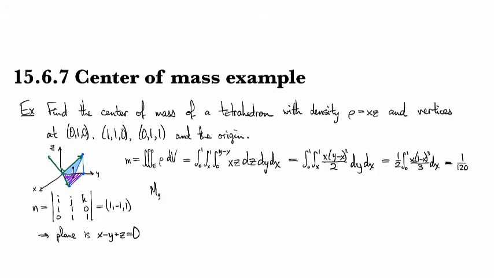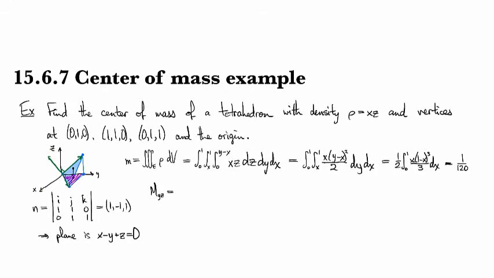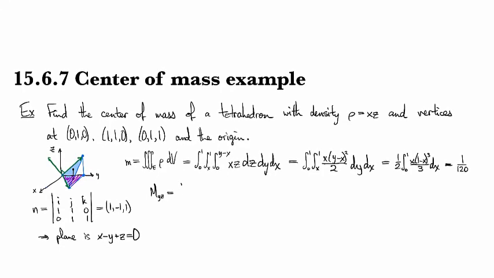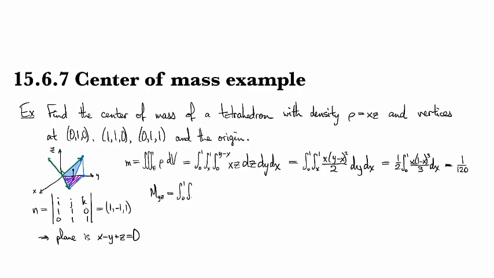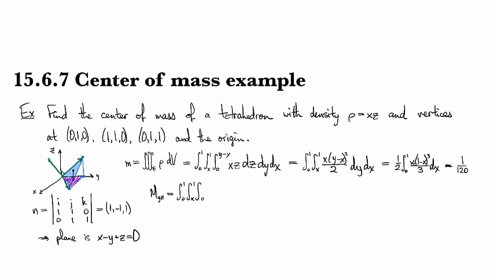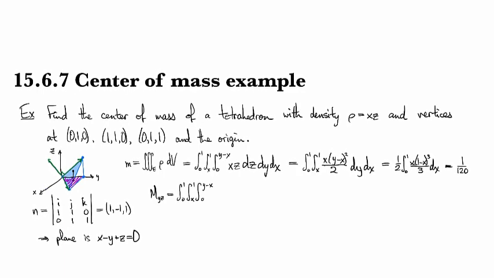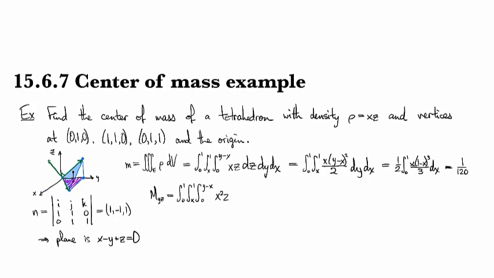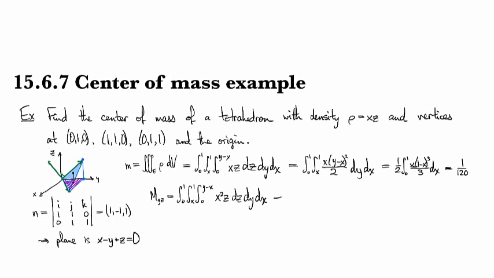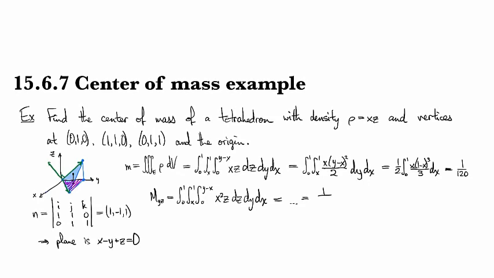Computing myz, the x moment, it's going to have exactly the same setup, so I don't have to go repeat any of the pain for figuring out what the bounds of integration are. And now we're doing x, so I throw in an extra factor of x, so it's now x squared z, dz, dy, dx, and I do some computations, and I end up with 1 over 360.